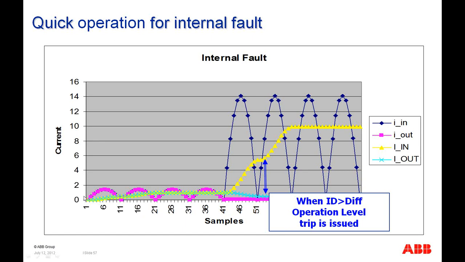So we have these sample values. The yellow arrows show the RMS value of the sample values for the input currents, and the light blue values show the RMS value for the output current. And when the difference between these two exceeds the differential value, the relay trips.